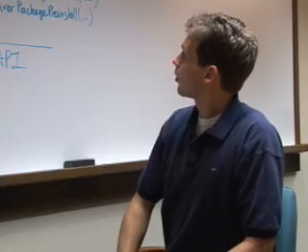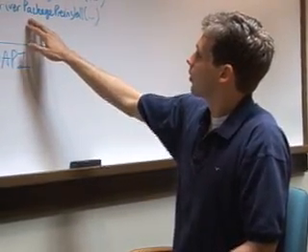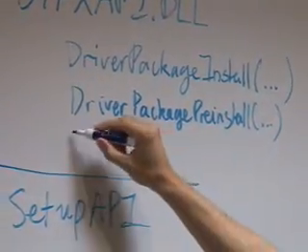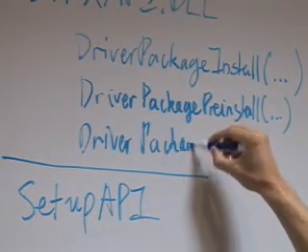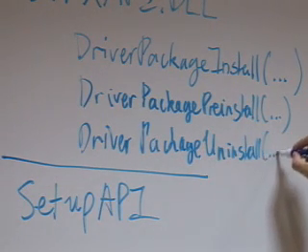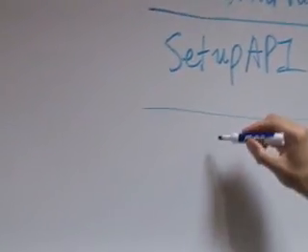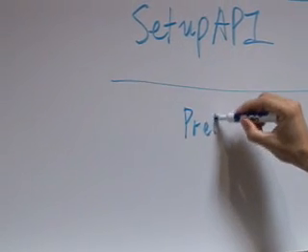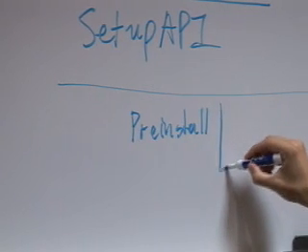So the major API is DriverPackageInstall. Then we have another interesting API, DriverPackagePreinstall, and a third one, DriverPackageUninstall. We'll write that down here. And so there are three things that happen when you call DriverPackageInstall. The first step is pre-install, which can be divided into two sub-steps.